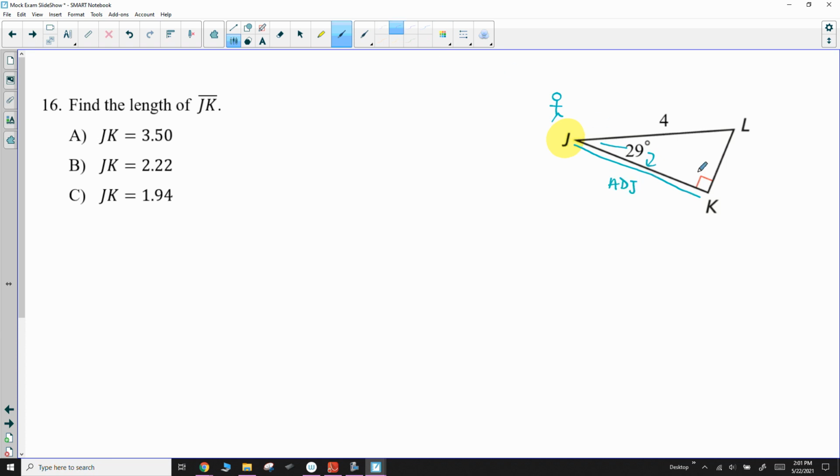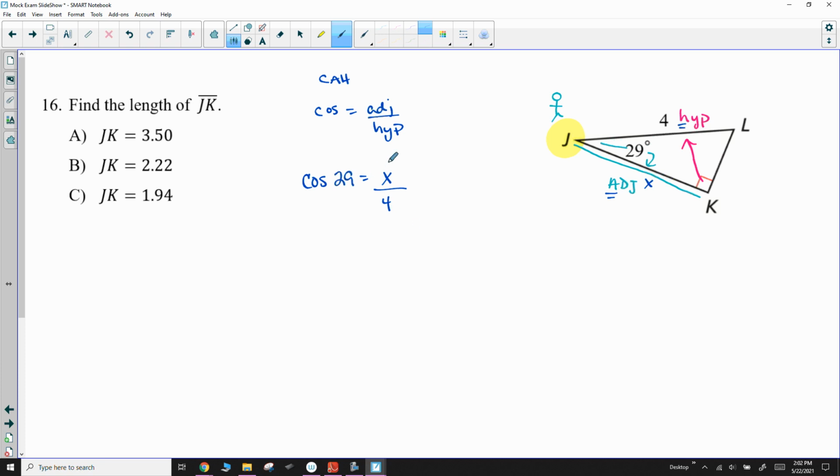JK is this side right here, and that side is adjacent to the angle that I know. And again, the hypotenuse is across from the right angle. So there's my hypotenuse. And when I do trig, I'm figuring out these things, and then I'm looking at these first letters, A and H. Well, on the last slide, we wrote CAH, which is the cosine of an angle is equal to the adjacent side over the hypotenuse. So let's fill this in. The cosine of 29 degrees is equal to the adjacent. I don't know the adjacent. That's what I'm looking for, so I'm going to call it x, over the hypotenuse, which according to the diagram is 4.